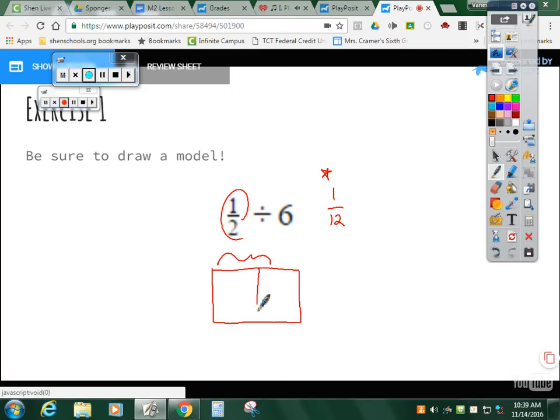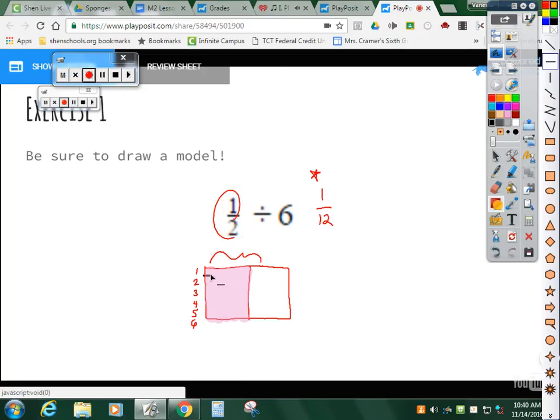Okay, so I'm going to take a box and I'm going to split it into 2 sections. And I'm going to color one of the 2 sections. So this is 1/2. Now I'm going to divide the half into 6 even pieces. So I'm going to draw the 6 on the side. Ooh, that's a tight fit. I can do it. Now I'm going to draw 5 lines to draw it into 6s.